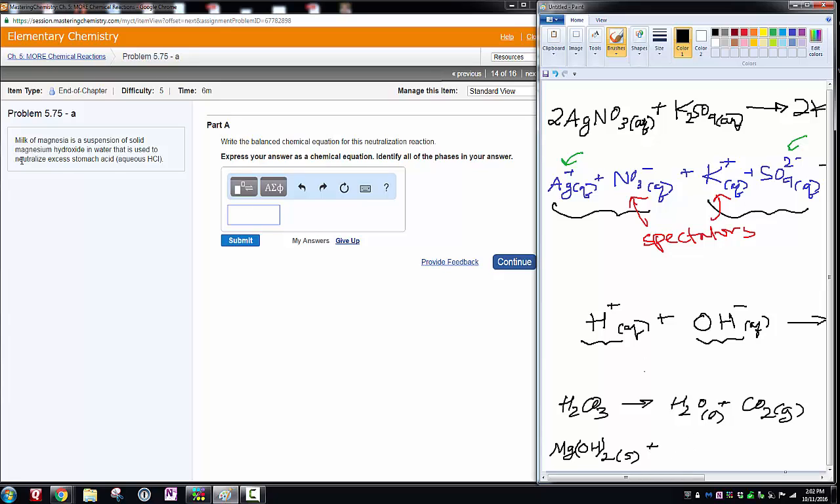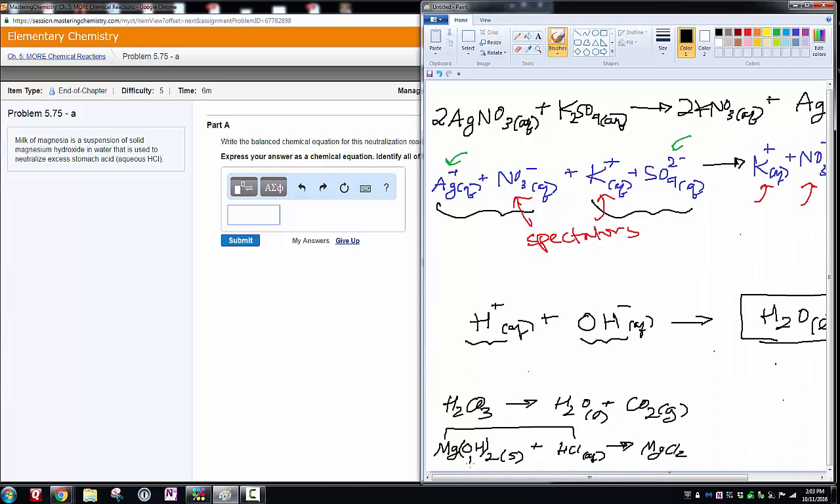Now that's neutralizing or reacting with excess stomach acid, that is HCl. And they told us that it was aqueous, which means it does dissolve in water. All right. And then we're going to put the outside ions together, magnesium with chlorine. Magnesium's +2, chlorine's -1. So I'm going to need 2 of those. And the inside ions, the H with the OH, it's just the same that we had up here. That gives me water, right?